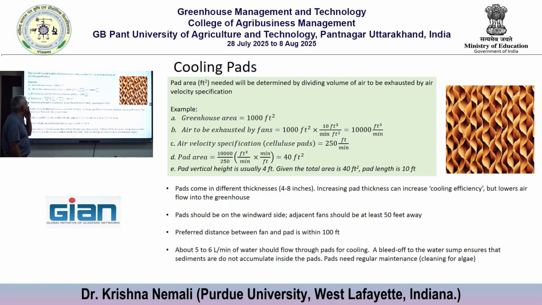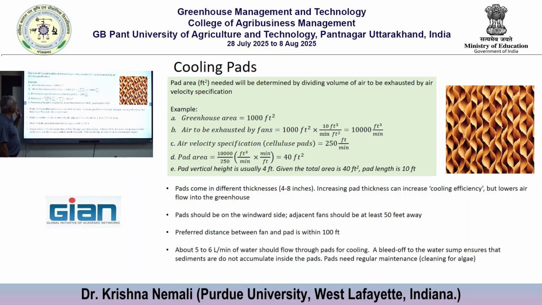Okay, so how do you calculate the pad area? Here is an example. We'll start with greenhouse area. In this case, the greenhouse has 1,000 square feet area. You may have a different area, but I'm just going to give you an example. So when you have 1,000 square feet, how much air should you exhaust? 10,000, right? Because 10 times 1,000. You got it. That's 10,000 cubic feet per minute. That's what you determine for the fan capacity. So the fan is exhausting that much. That's the first thing you calculate.